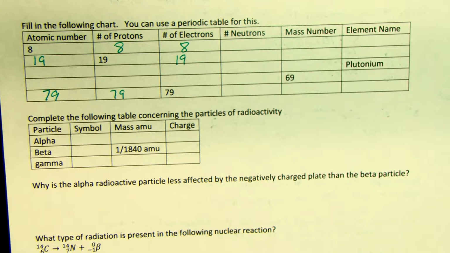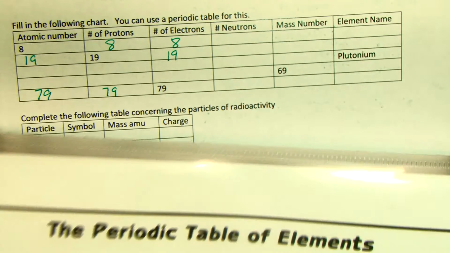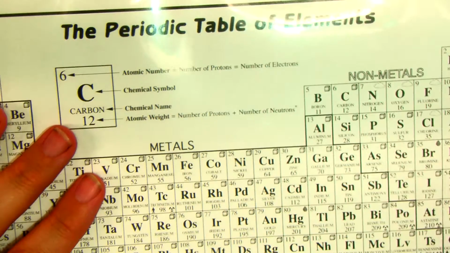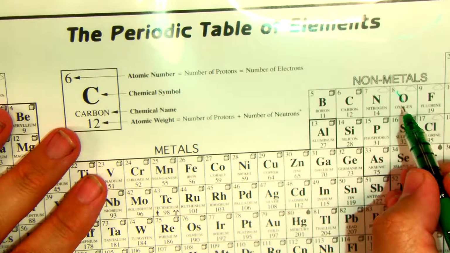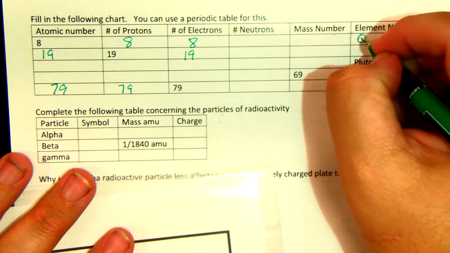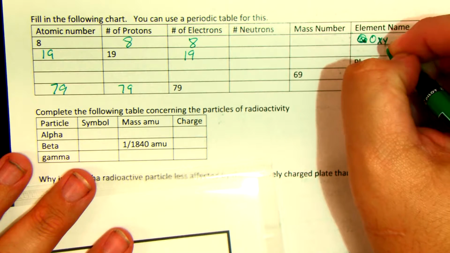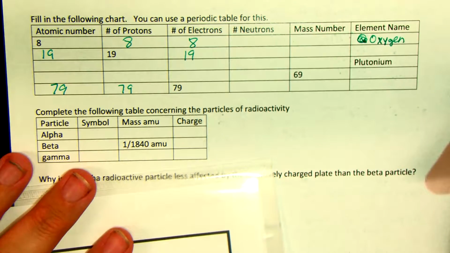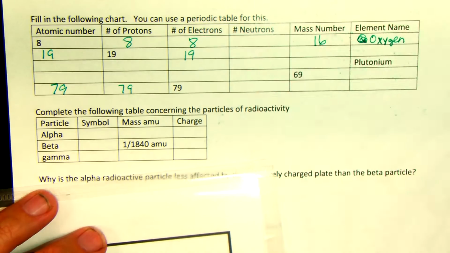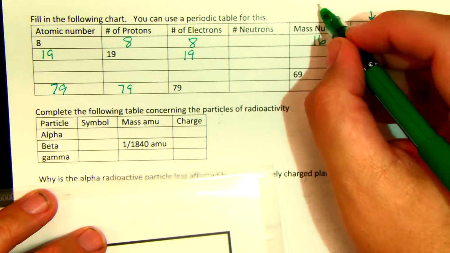So now you could jump right into the periodic table here and say, all right, I need to know number 8. Number 8 is over here. What's number 8? Oxygen. So I know this guy's oxygen. And the mass number for oxygen was 16. And this right here and this right here are from your periodic table.